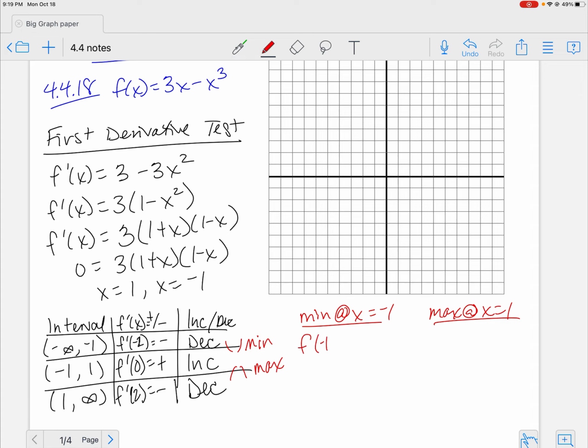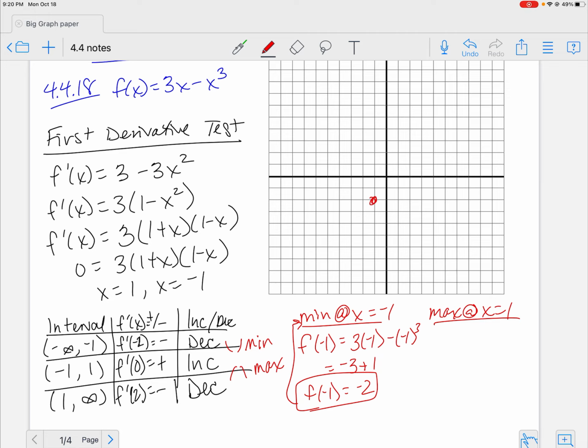F of negative 1. I'm plugging it into my original function. 3 times negative 1 minus negative 1 cubed. So negative 3 minus a negative 1. So f of negative 1 is negative 2. There is my minimum.